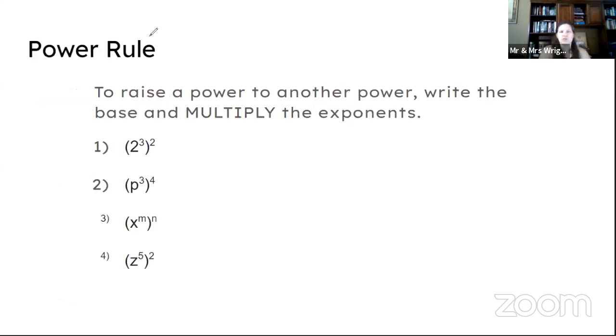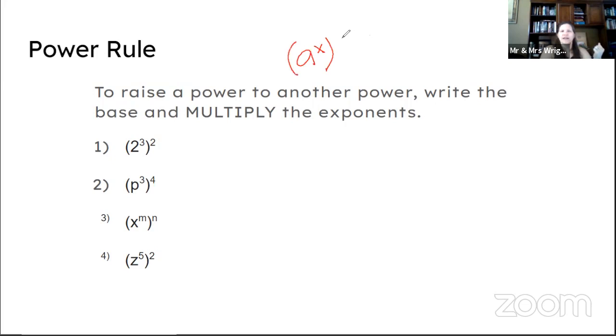All right, so power rule. So we went over product rule, that was multiplying. We went over quotient rule, that was dividing. So the power rule is when you raise something to a power. So if we have a base a raised to the power x, if we took that and raised it to the power y, that would be the same thing as a to the power of x times y. So when you multiply, you have to add the powers that share a base. But when you have a power that's raised to another power, that's when you multiply the powers.